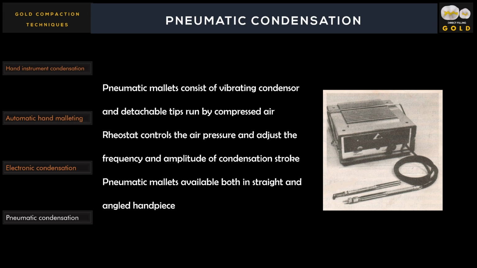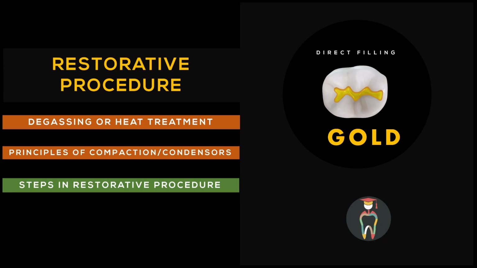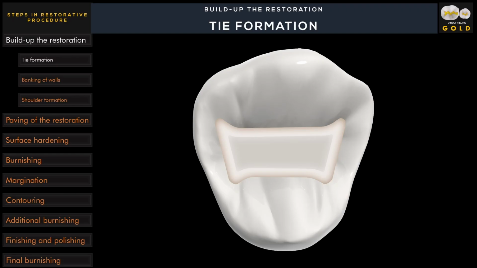Now let's move on to the steps in doing the restorative procedure for direct filling gold. It can be divided into the following stages: the buildup of the restoration, paving of the restoration, surface hardening, burnishing, margination, contouring, additional burnishing, finishing and polishing, and final burnishing. Let's see all these steps one by one.